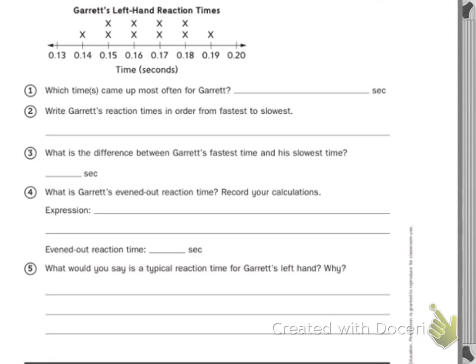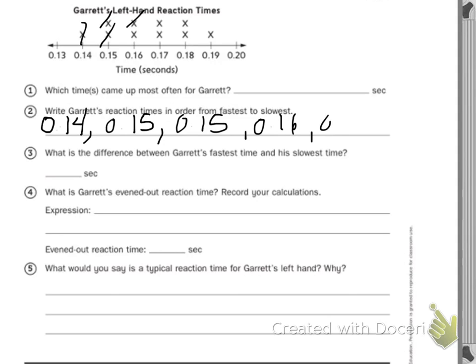So there are 1, 3, 5, 7, 9, 10. 10, so I should see 10. So I know his fastest time was 14 hundredths of a second, then 15 hundredths, and 15 hundredths again. So these are the ones I've used, and then 16, and then 16, and so on.